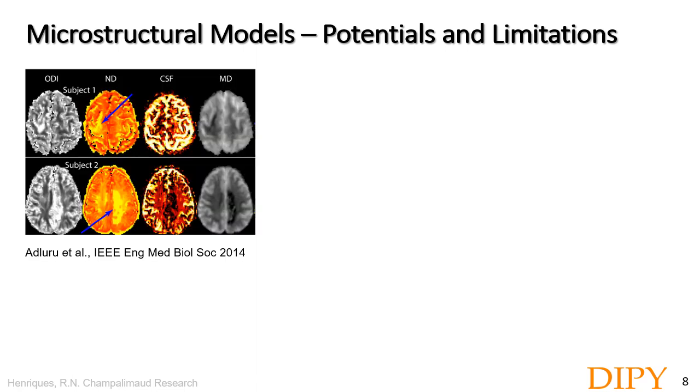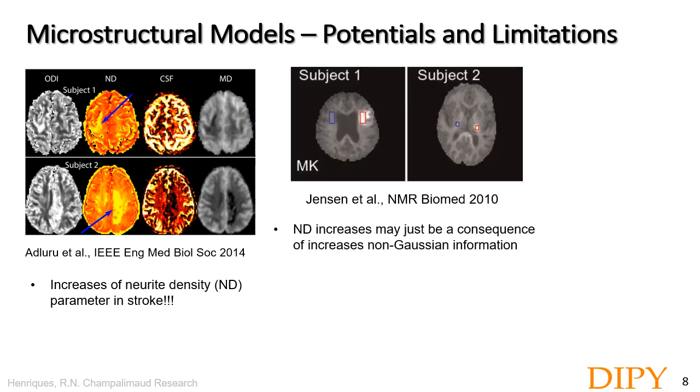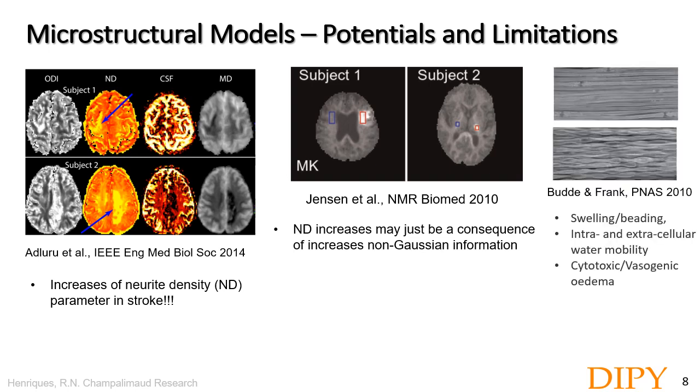To reinforce this idea, here I'm showing the NODDI parameters in acute stroke lesions, which reveal an increase of the neurite density index in the lesion. Rather than a real increase of neurite density, these alterations could just be a general increase of non-Gaussian diffusion effects, as reported by previous DKI studies, which are known to be unspecifically associated to several mechanisms, such as swelling or beading, as shown here in this figure, changes of water exchange, or cytotoxic and vasogenic edema effects.